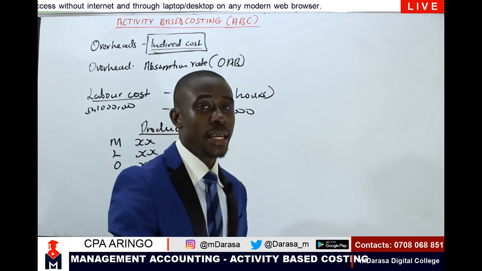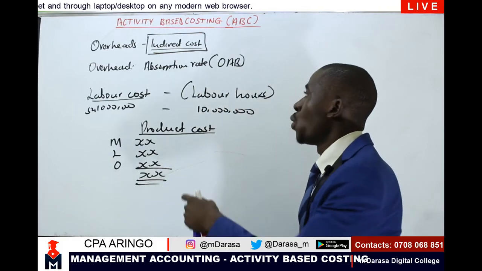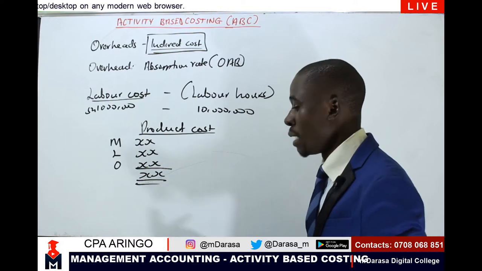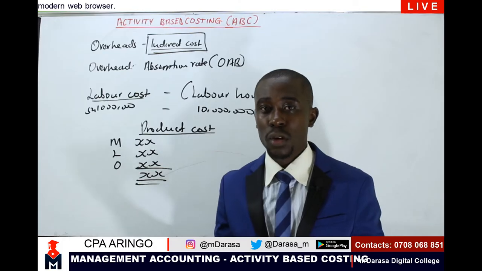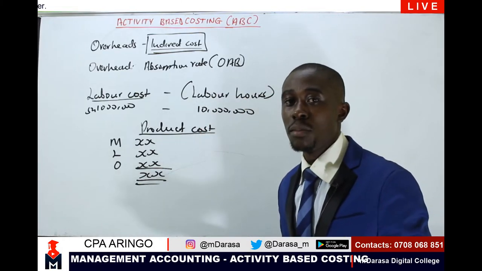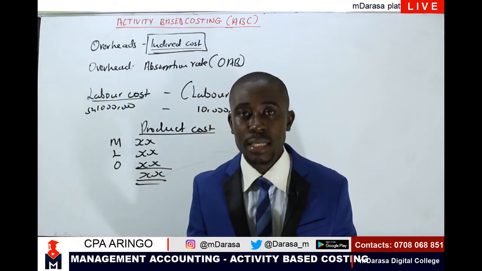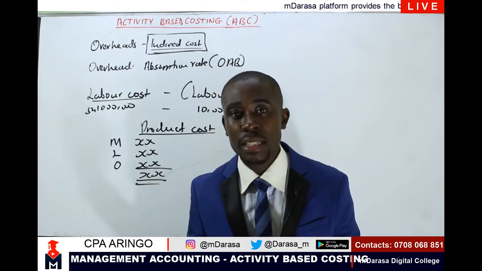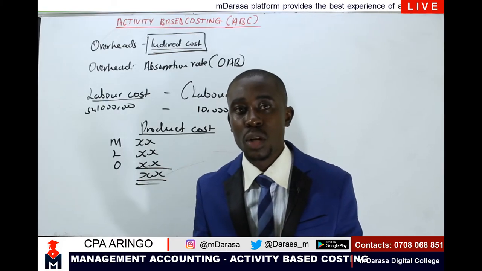So linking activity-based costing with what we did earlier on in relation to traditional costing, this is where ABC will come in. For traditional costing, we are using a single basis of allocation. But whenever we talk of activity-based costing, it will always be upon us as management accountants to identify the activities within the organization, the major activities within the organization.